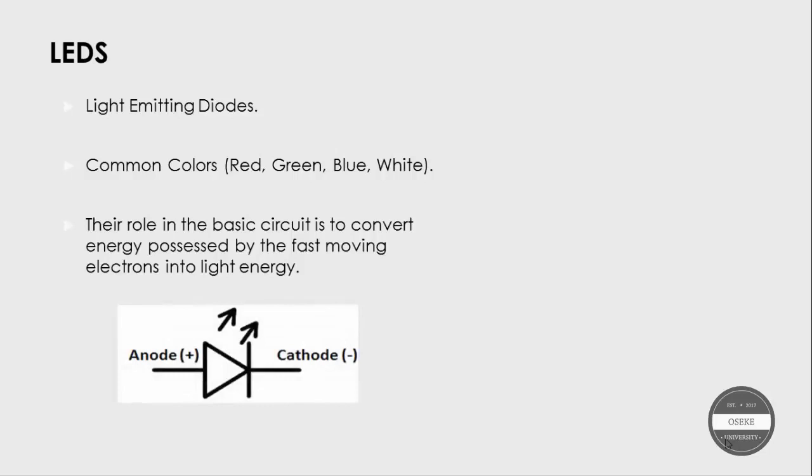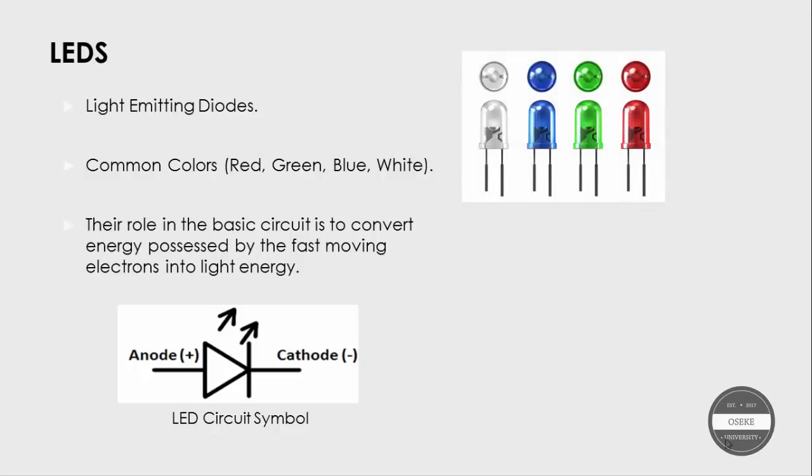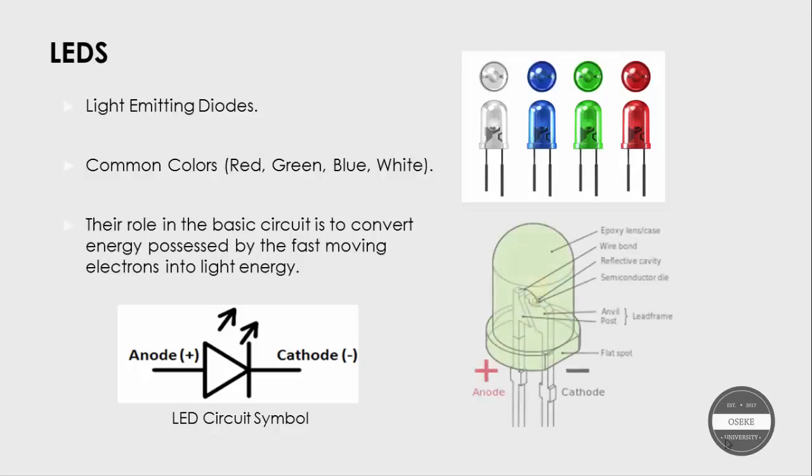All right, LEDs have polarity. They are polarized, which means you can't just connect them anyhow in your circuit. You have to observe their polarity. They have the positive side, which is called the anode, and the negative side, which is called the cathode. This is an LED circuit symbol. You'll be seeing this a lot in circuits from now on. These were the common colors I was telling you about earlier on. There's red, green, blue, and then white.